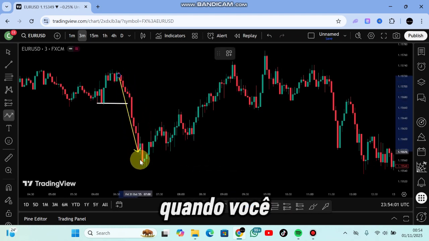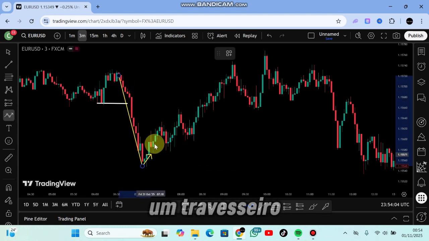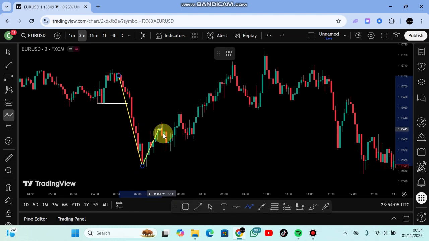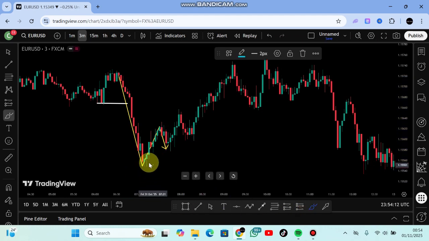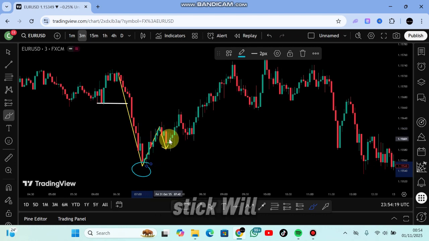When price goes to this place, there's a retracement, and here it creates this particular swing low. This swing low is able to take this previous high. So what you need to do is simply draw the order block candlestick. The order block candlestick will be the previous candle.